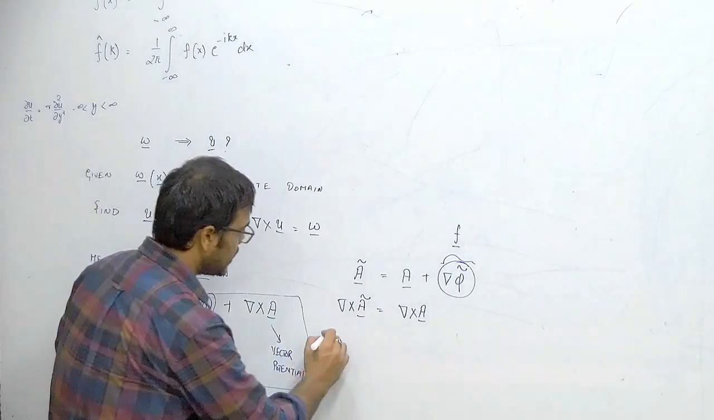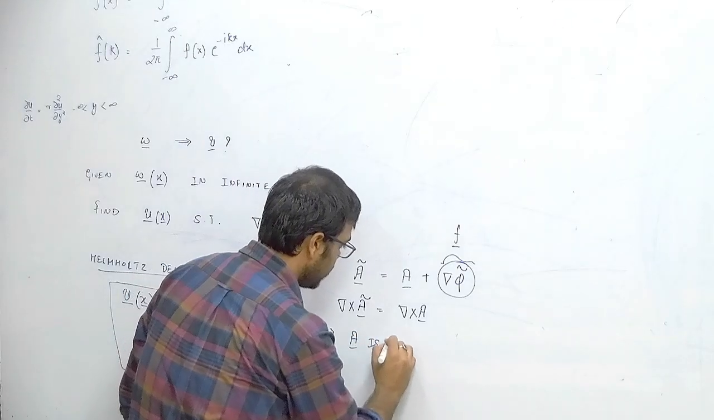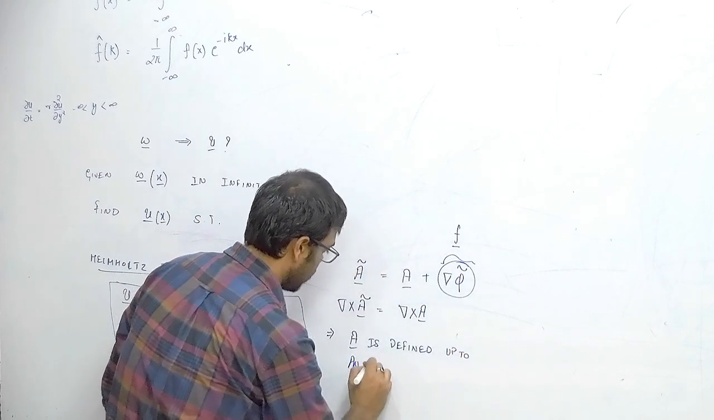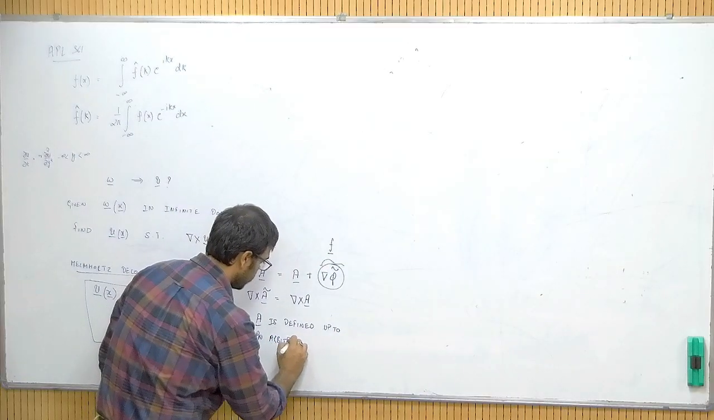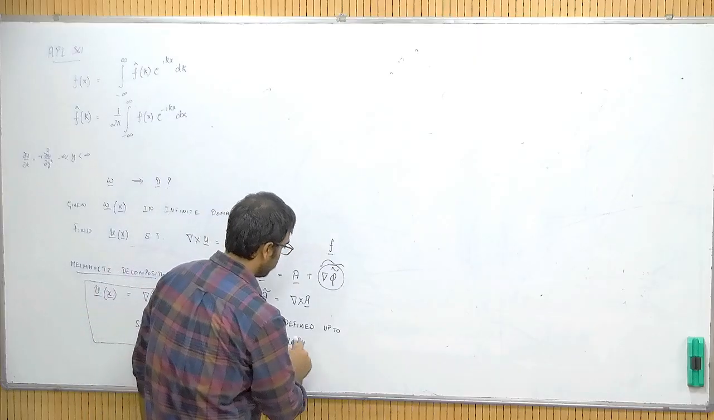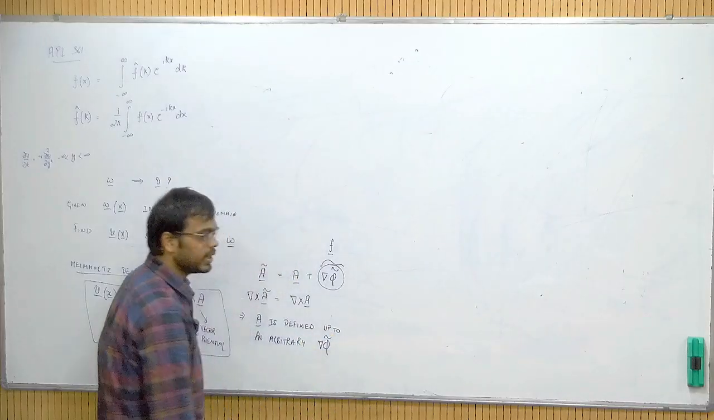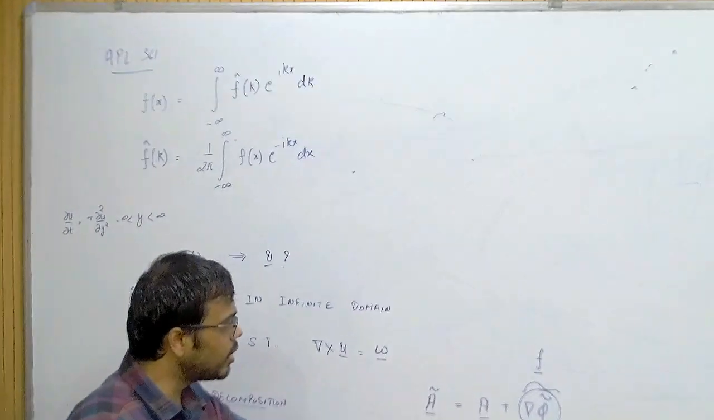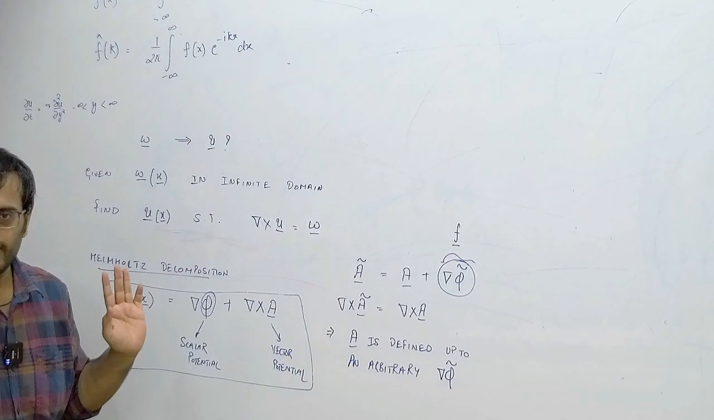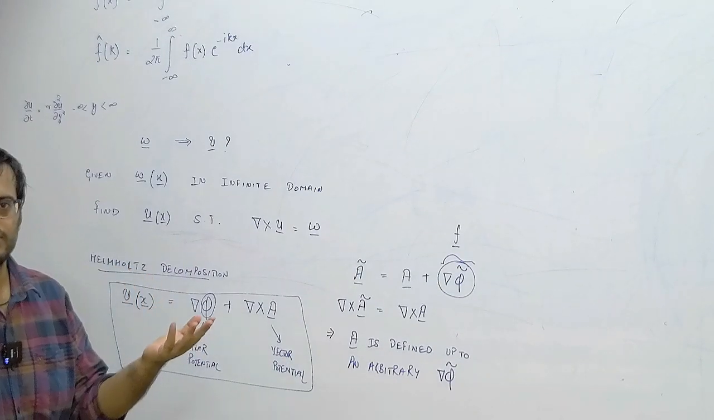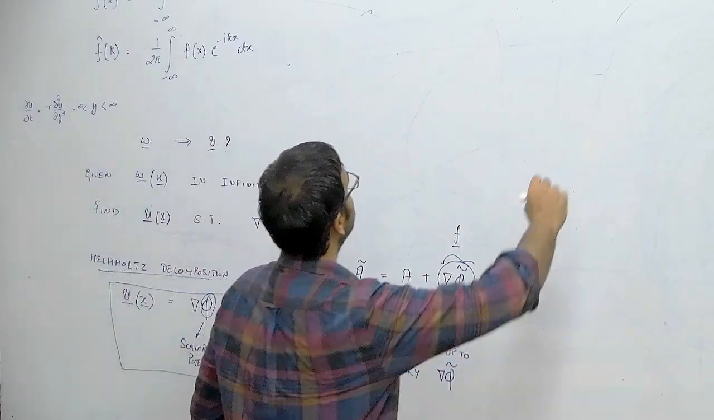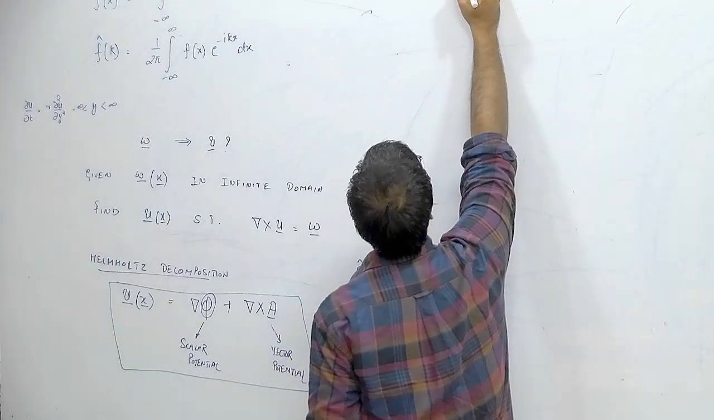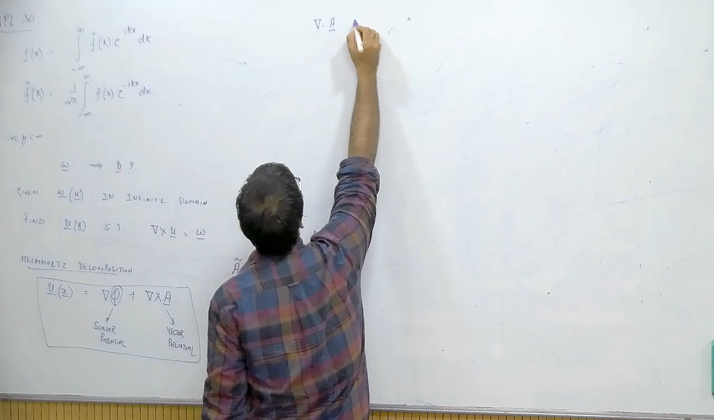So this A is defined up to an arbitrary grad phi tilde. That is, I could add any function which can be written as the gradient of a scalar function to A, formulate an A tilde, and it will not affect my velocity. So there is a degree of freedom in choosing this A. Whenever we have this kind of arbitrariness, we can make a choice. So we make a choice that I am going to require that del dot A is equal to 0.